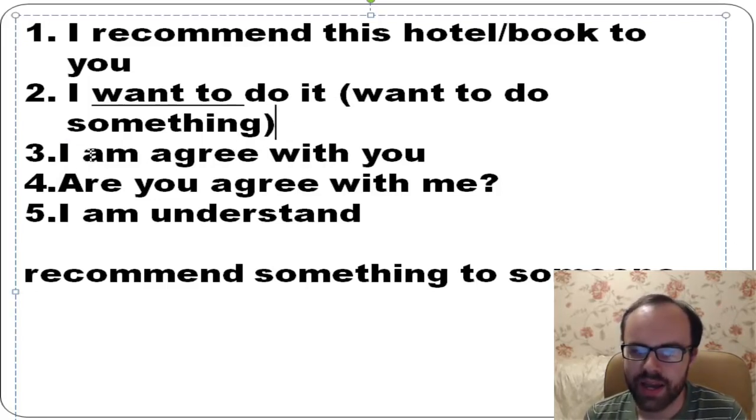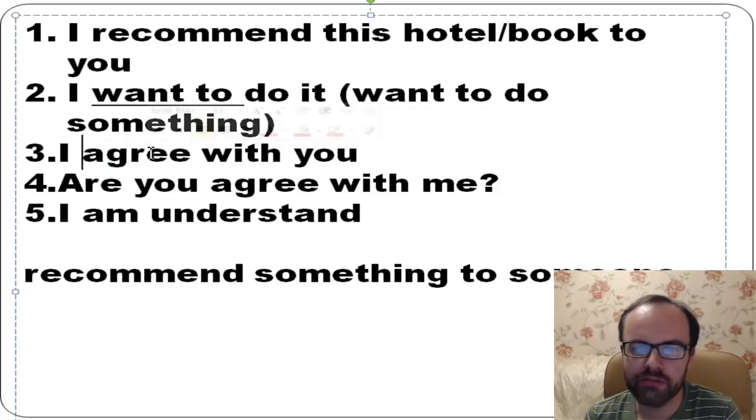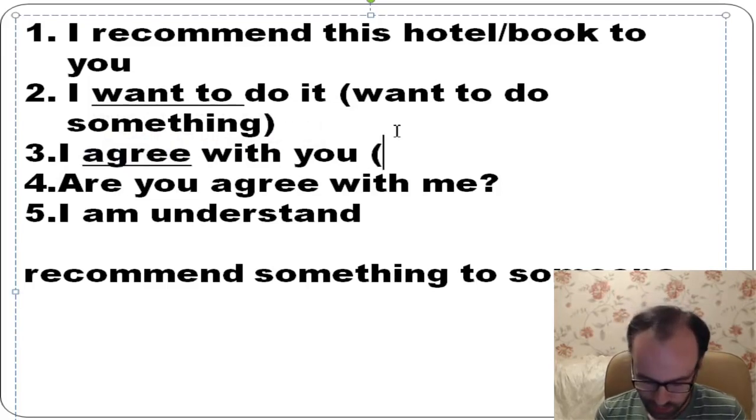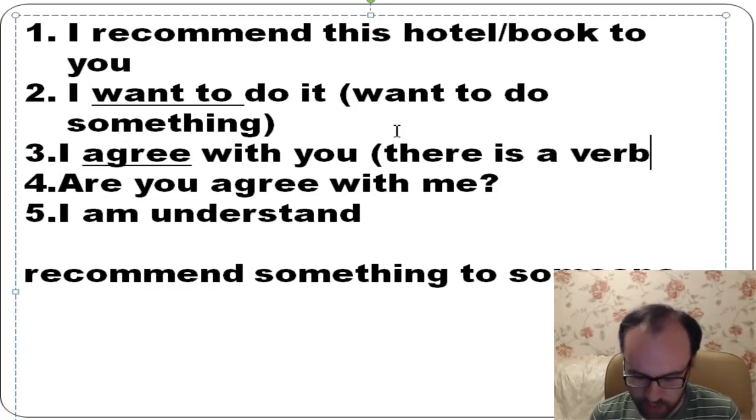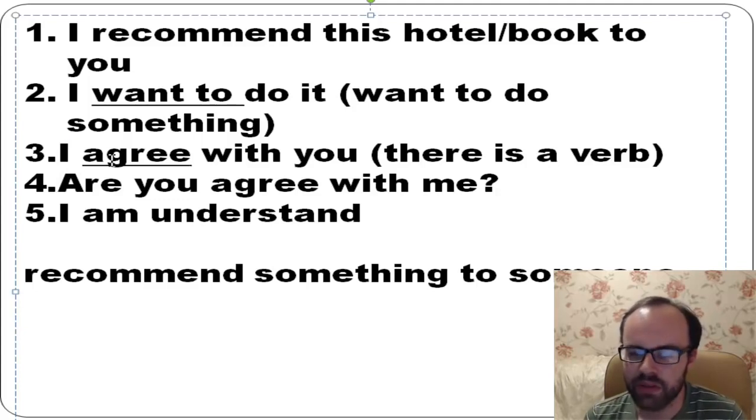Next, I am agree with you. Do you see the mistake? How to say it correctly? There is a verb, agree. If there is a verb, you don't use the form of to be. Only I agree with you, only this way. Because you have a verb, not am.